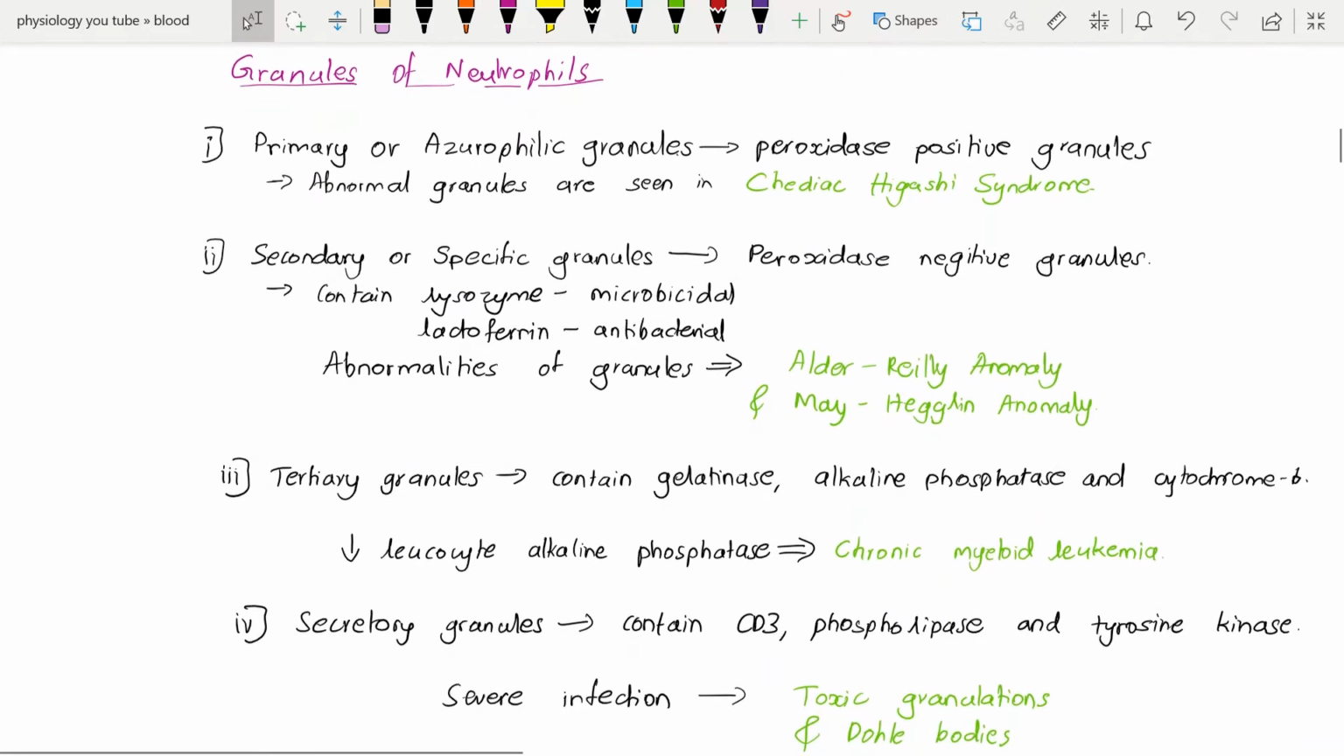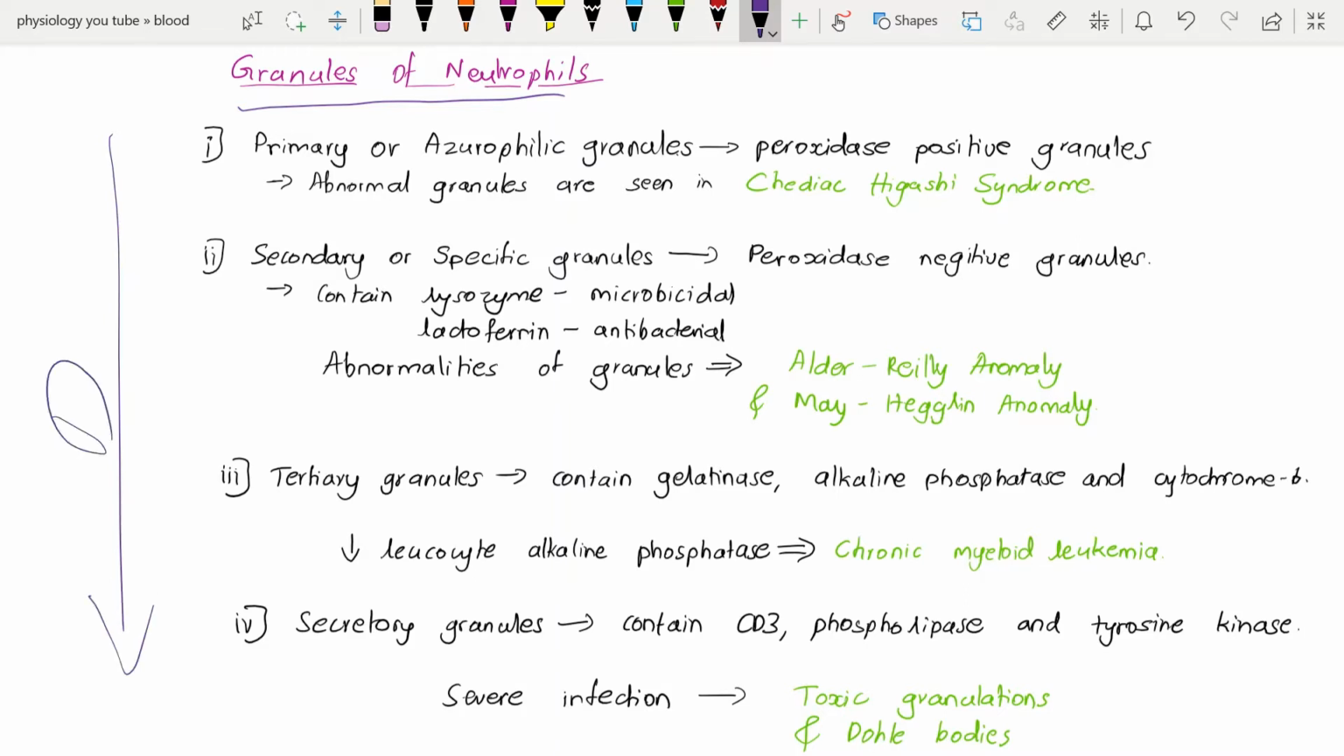Looking at those fine pink colored granules, there are mainly 4 types of granules based on their development. The first one, the primary, are the azurophilic granules. They are peroxidase positive granules, which means they contain the peroxidase enzyme. The abnormal granules are seen in Chediak-Higashi syndrome.